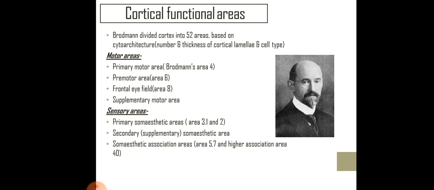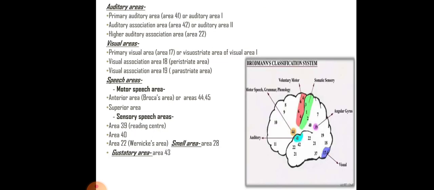So it is Korbinian Brodmann who divided the cortex into 52 areas. These areas are either motor or sensory. So we include the auditory areas. For example, the primary auditory area is area number 41, and the association auditory area is area number 42, and the higher auditory areas are area number 22. So these are the different areas with their functions.